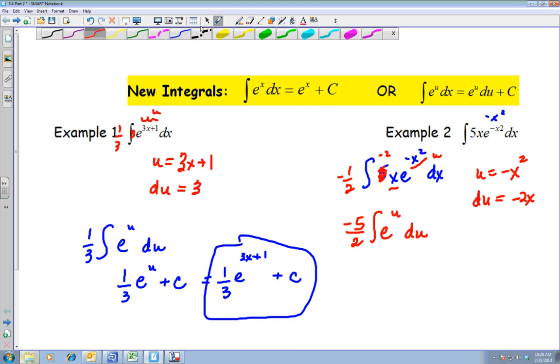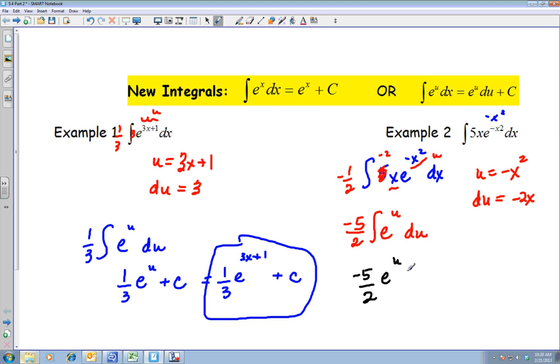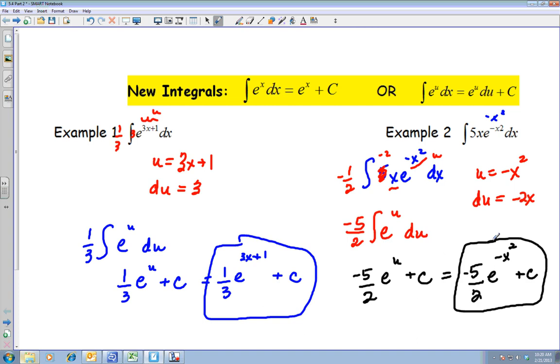Now we're ready to integrate. So I have my negative 5/2. When I integrate e to the u, it's just e to the u plus c. And then I substitute my u back in. Negative 5/2 e to the negative x squared plus c. Okay, so far so good.